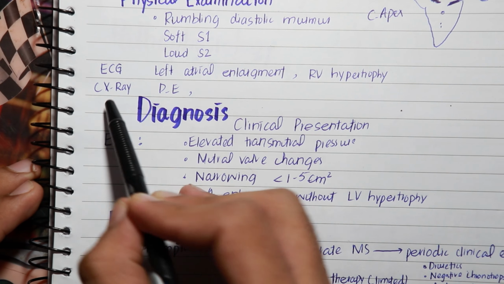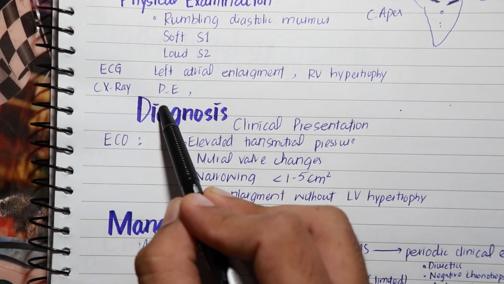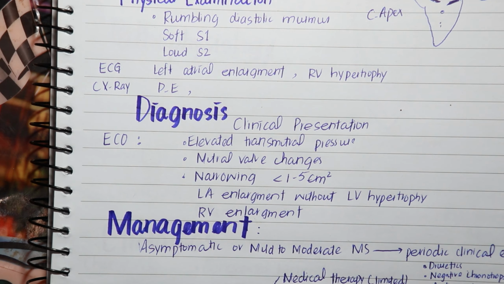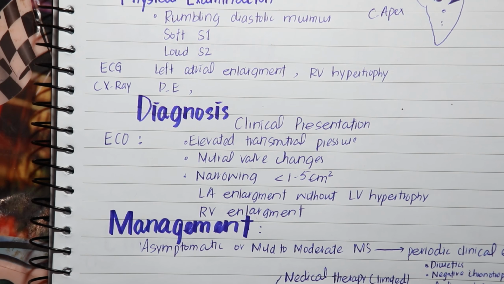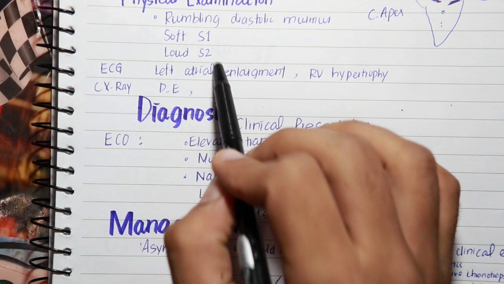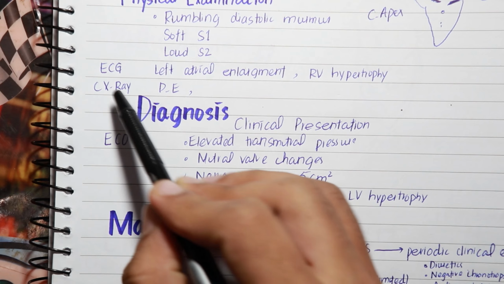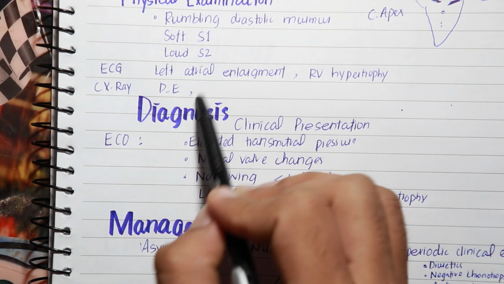On chest X-ray you will find pulmonary edema. I'll attach the pictures of the normal X-ray as well as pulmonary edema on chest X-ray. So these are the physical examination findings. The most important things are a rumbling diastolic murmur, soft S1, and loud S2. On ECG, left atrial enlargement and right ventricular hypertrophy, and on chest X-ray you will find pulmonary edema.